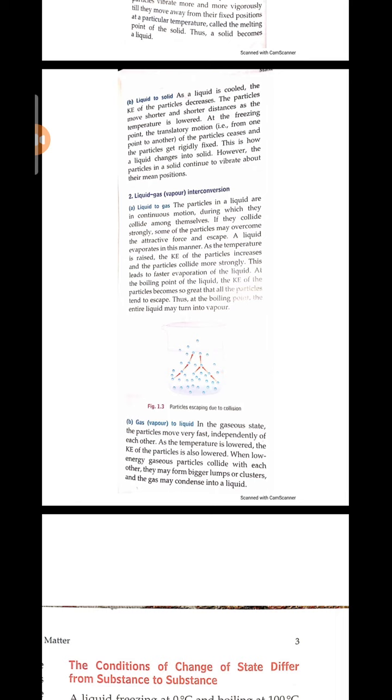Then, gas to liquid. In the gaseous state, the particles move very fast, independently of each other. As the temperature is lowered, the kinetic energy of the particles also lowers. So when lower energy gaseous particles collide with each other, they may form bigger lumps or clusters, and the gas may condense into liquid.